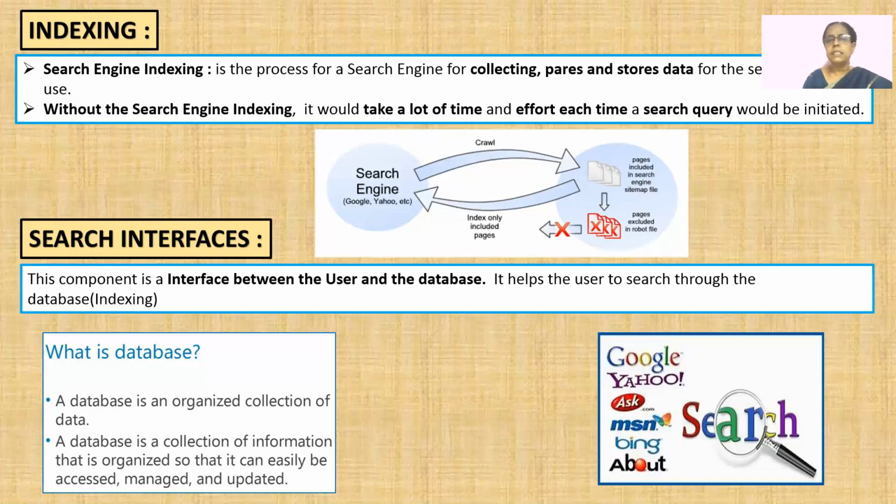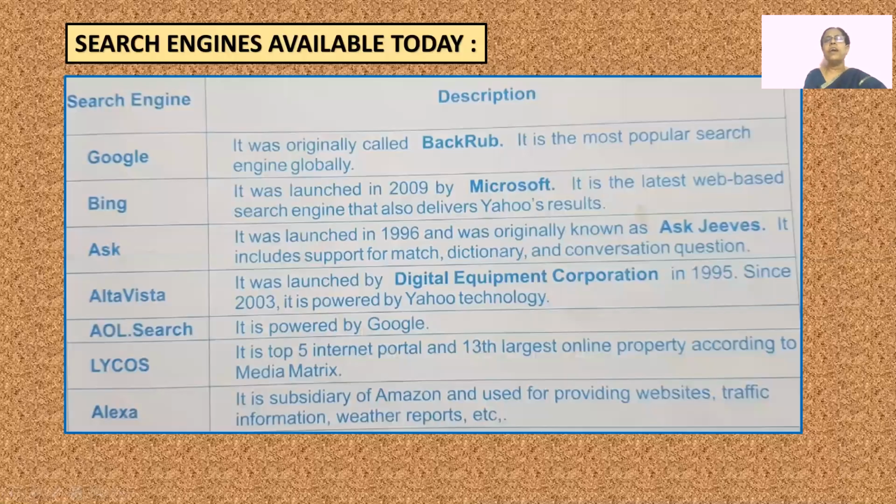Here you can see these are your search interfaces: Google, Yahoo, Ask, MSN, and so on. Now, today you have many types of search engines, right? You know the common ones. The first one is the Google search engine. Originally, Google was called Backrub. Today, it's called Google. It's the most popular search engine available on the globe.